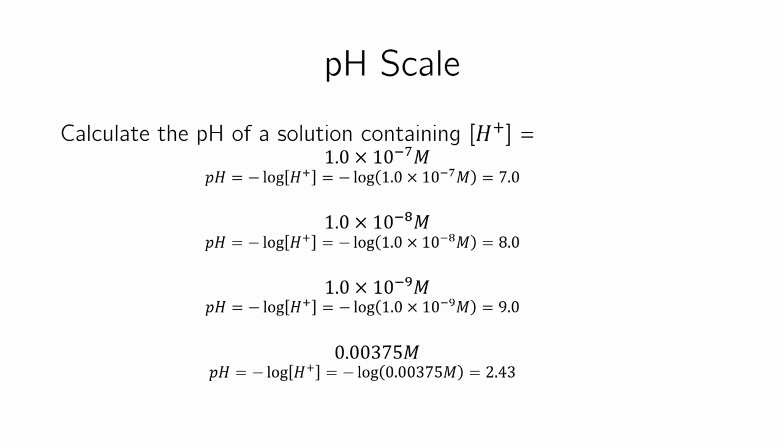Let's try to see how one would calculate the pH of a solution. So calculate the pH of a solution of H plus. If my concentration is 1 times 10 to the minus 7th, well, I'm going to throw that into this definition. pH is negative log of H plus. I'm going to put that in here. You put that in here, you get 7. If you put that in here, you get 8. If you put that in here, you get 9. If you put that into the definition, you get 2.43. So the higher the concentration, the lower the pH. Okay.